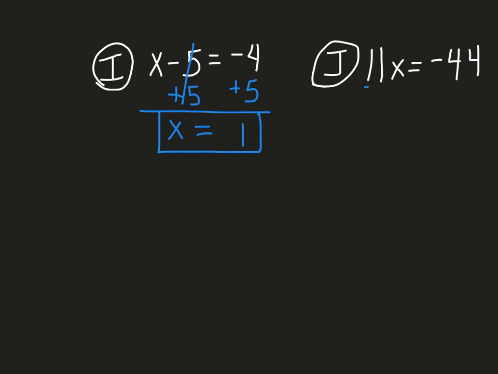J, I'm going to do the opposite of 11 times x, which is divide by 11. X equals, my signs are different when I'm multiplying and dividing. If they're different, your answer is negative 4.